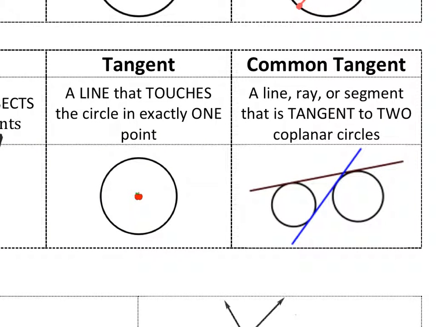The last two, the first one is a tangent. It's a line that touches a circle in exactly one point. So if I put a point on my circle and then I go ahead and draw a line that has arrows, that is the tangent of the circle. And then the last one is common tangent. It's a line, ray, or segment that is tangent to two coplanar circles. So this is a line, a ray, or a segment that touches two circles at the same time. In this example right here, there's two common tangents.